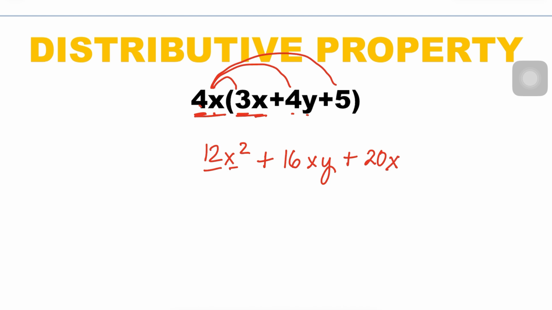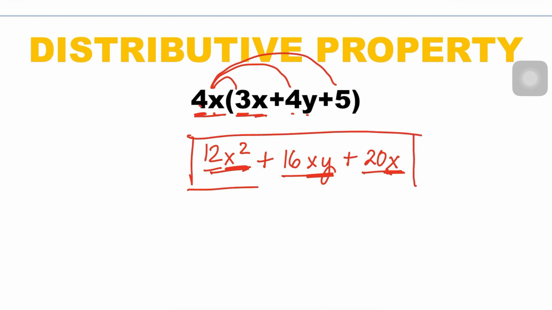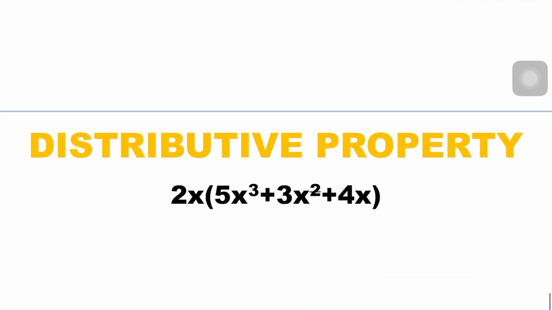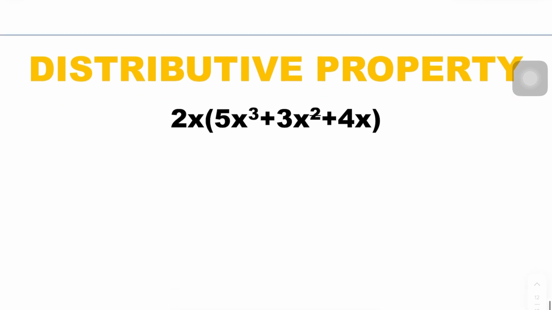Copy x. Any like terms here? Can we combine one of these three? No. Why? Because this one has x squared, this one has xy, while this one has x alone. So what's the final answer? It's going to be this one. I hope, guys, this is clear. Distributive property. How about this one?